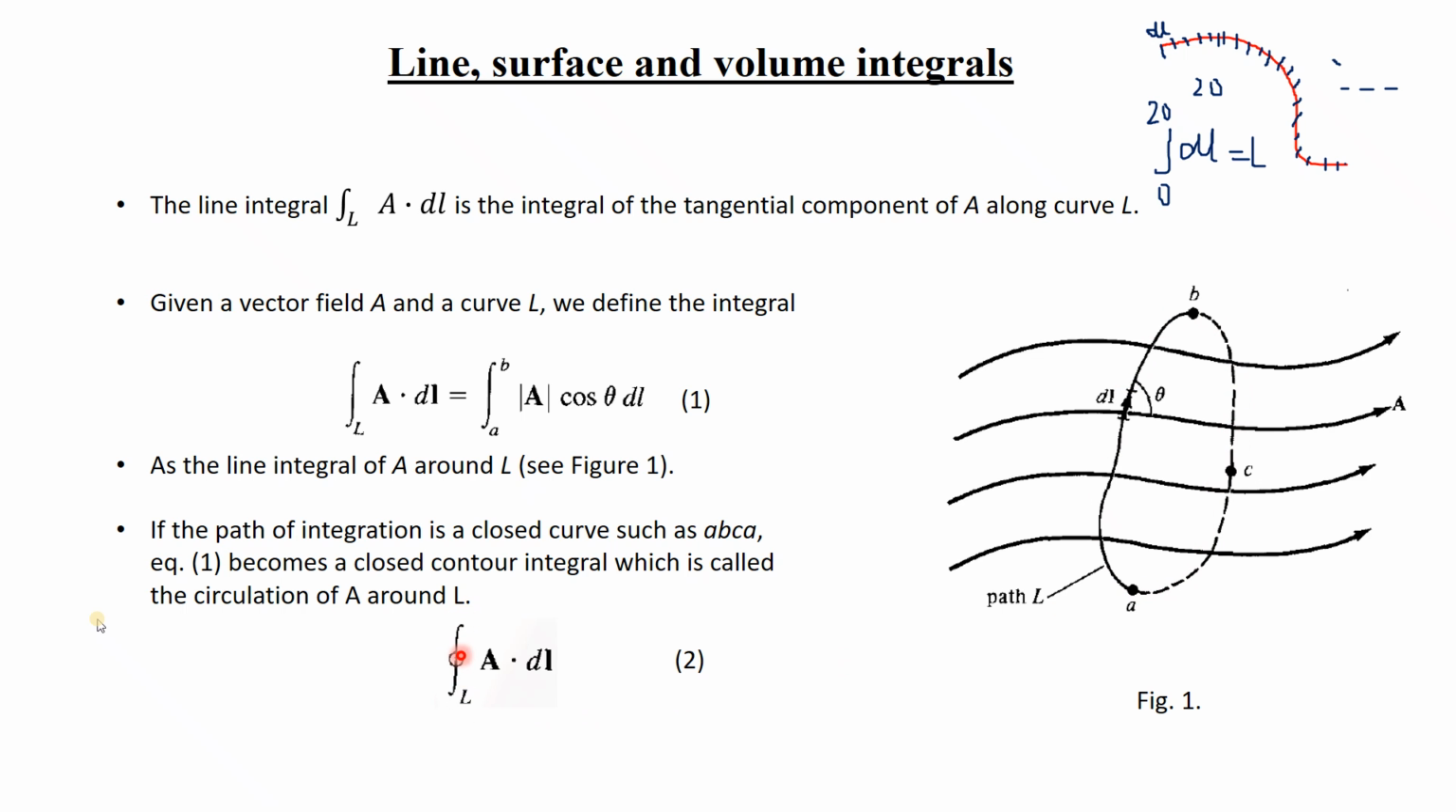In that case, we write the closed path, closed line integral like this: integral over L, and we put a ring sign. Where it is used: basically if you have a vector A given, and you are traveling along the vector in a closed path, the line integral will be, in a closed path, integration circle A dot dl. A is the vector and dl is the small part of the line.